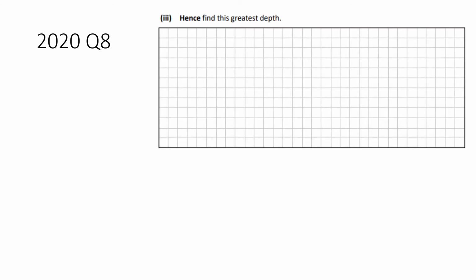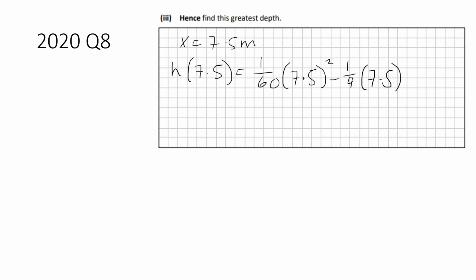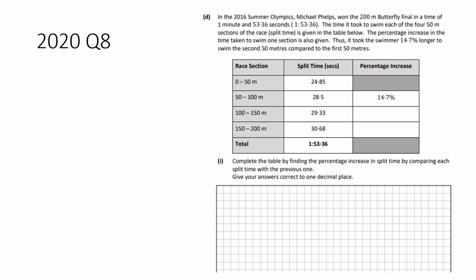And then they want you to find the greatest depth. So once you know that x is 7.5 meters, that's when it gives you the greatest depth. You just sub in h of 7.5 into the original equation. So that's 1/60 by 7.5 squared minus 1/4 by 7.5 plus 3/5. And when you put that into your calculator, you get 0.3375 meters, and that is 5 marks.